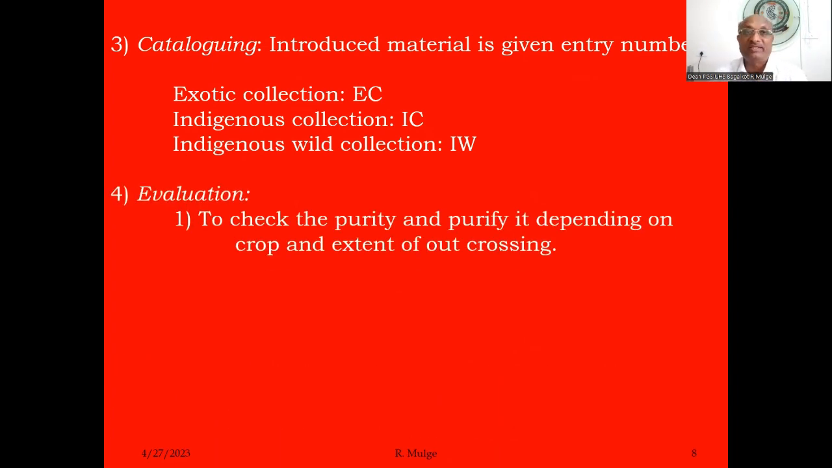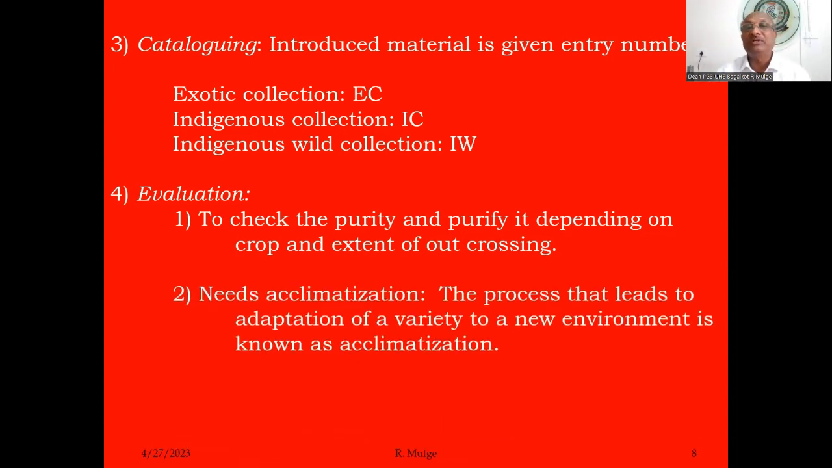And then, okay, that's cataloging. That means naming and giving whatever information is available on that material. Then you need to go for evaluation, to check the purity of that introduction. Purity depends on the crop and the extent of crossing. That limit varies. So it needs acclimatization. Whatever variety is introduced may not be straight away fit.